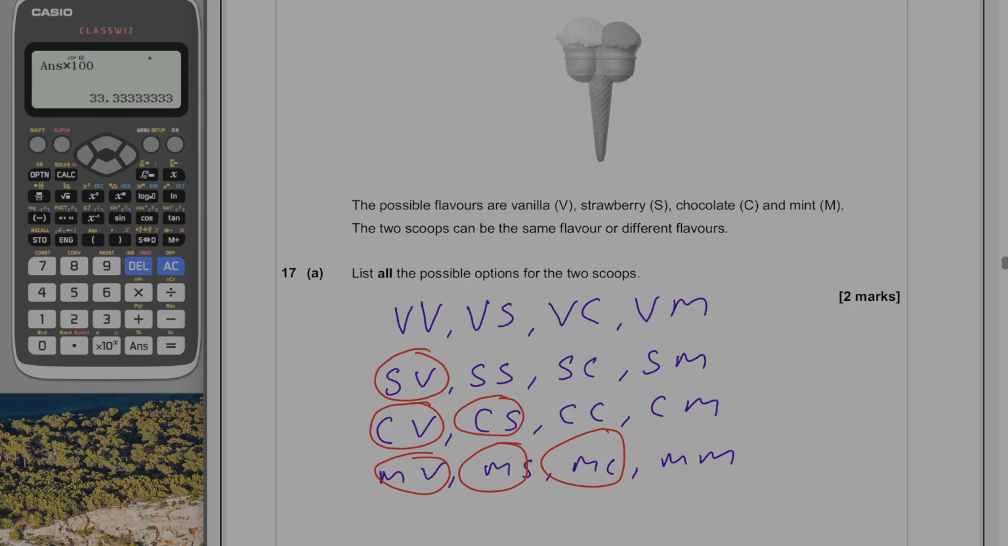Right, let's have a look at the mark scheme. And the mark scheme says exactly 10 options or exactly 16 options for the full mark. So needless worry there. But again, I don't think they've been specific enough in the question.